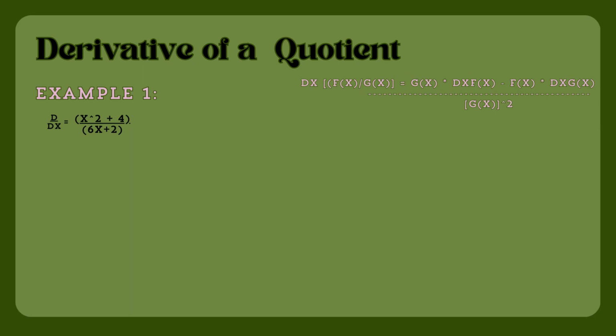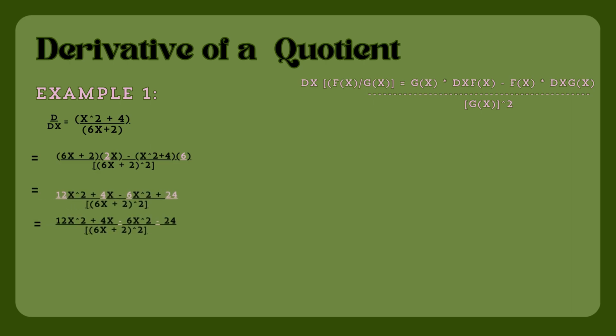To be able to write it in the formula, you first need to find the derivatives of f of x and g of x. In the given expression x squared plus 4 over 6x plus 2, f of x is x squared and its derivative is 2x. For g of x, which is 6x plus 2, the derivative is 6. The constant numbers will always be 0.